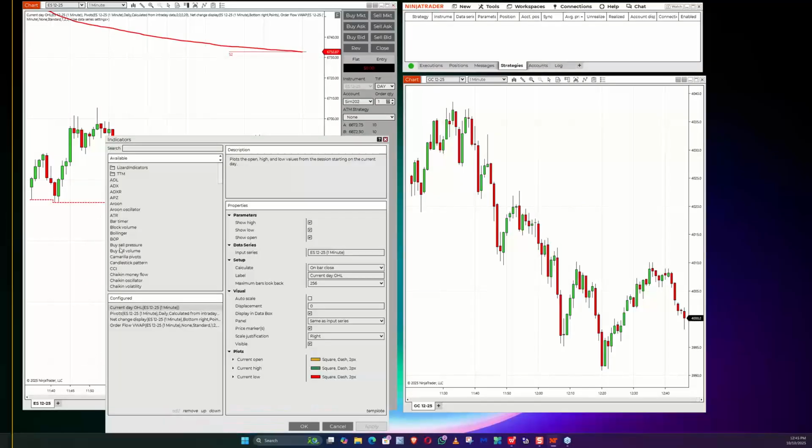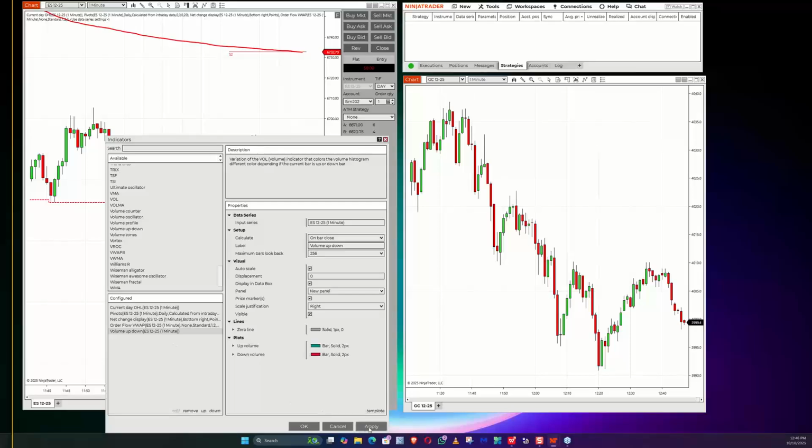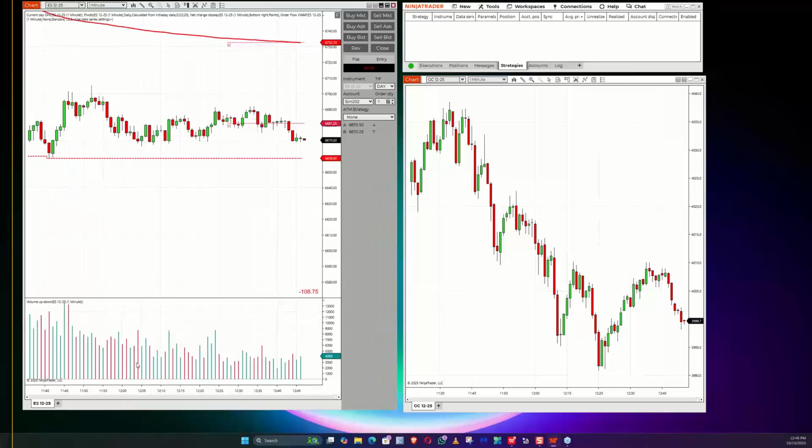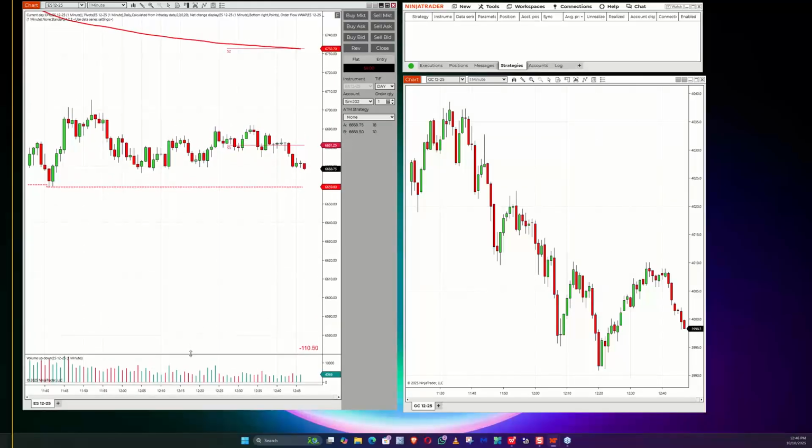Right-click indicators. Scroll down for a nice, easy, free volume up-down indicator. Nothing wrong with it. Double-click it, apply it, okay it. Now we've got volume on the chart. To shrink that, since it's taking up too much space, put your cursor on the top line of the indicator, hold the left mouse button down, and shrink the space that it uses.